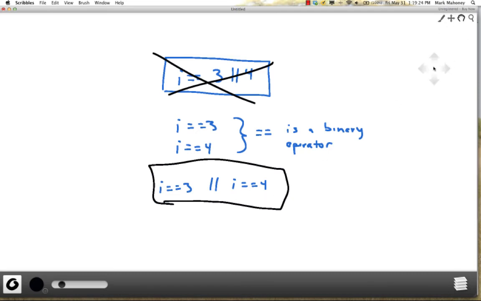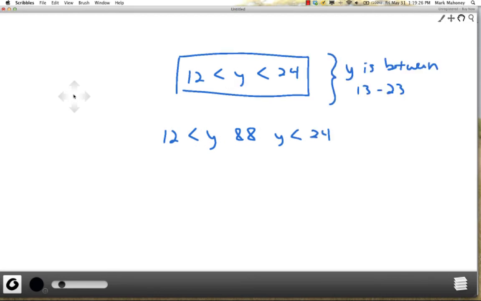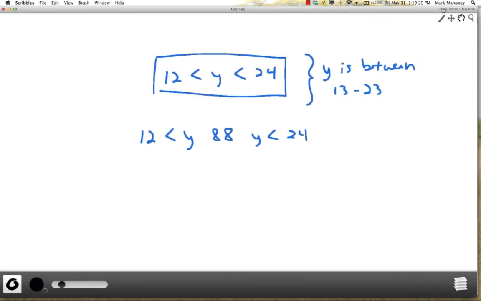Let me give you another similar example. A lot of times in a math book you'll see something like this: 12 is less than y, which is less than 24. That's just another way of saying that y is somewhere in the range of 13 to 23. But we can't write it like we have in the box here. It must be written like this. Because the relational operators are binary, we must say 12 is less than y and y is less than 24.